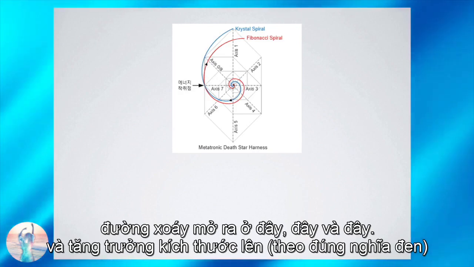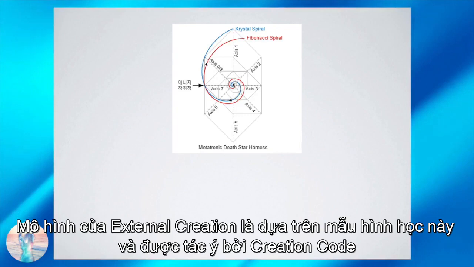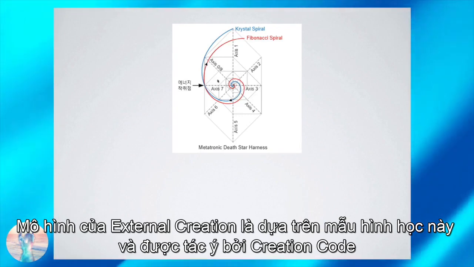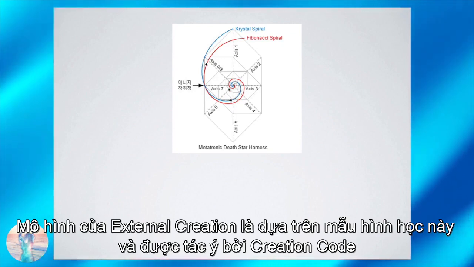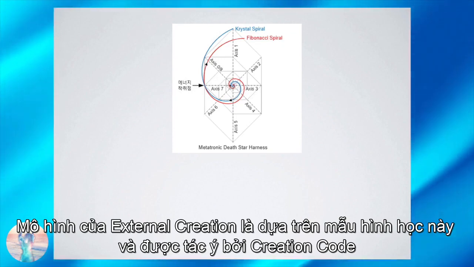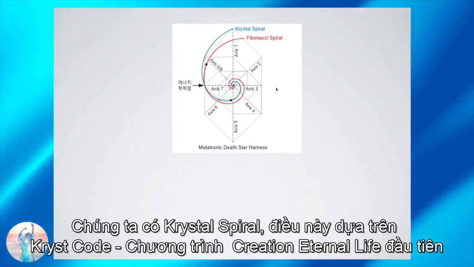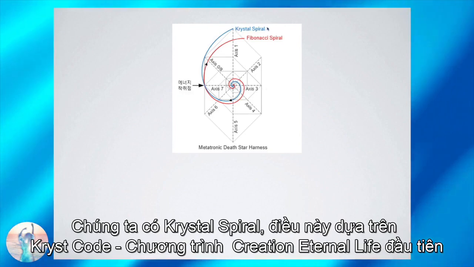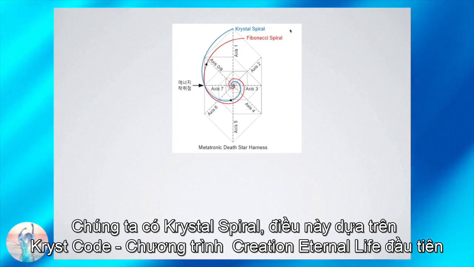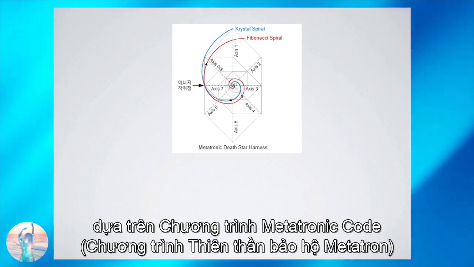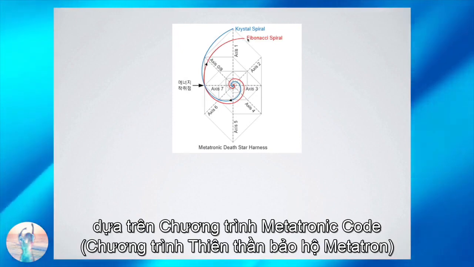This is literally the template that eternal creation is based upon. And the geometry of this is defined by a creational code which exists at the center. Now, we've got the crystal spiral, which is based on the Christ code, first creation, eternal life program. And we've got the Fibonacci spiral, which is a fallen spiral based on the Metatronic code program.